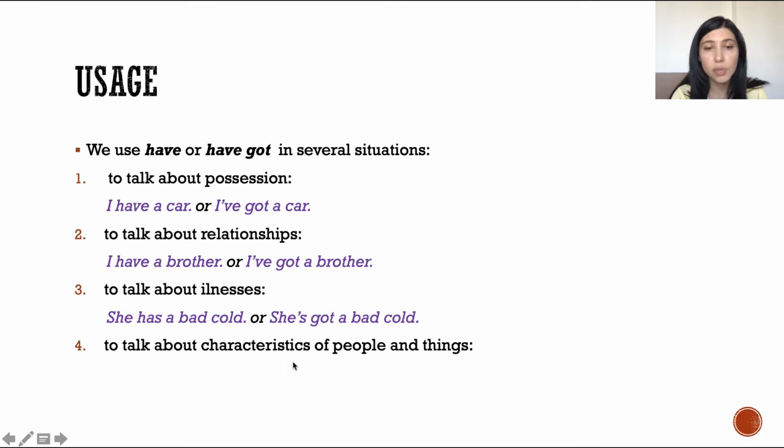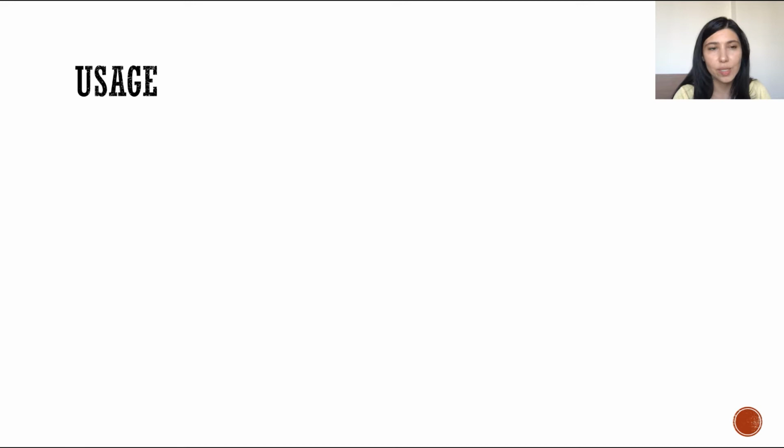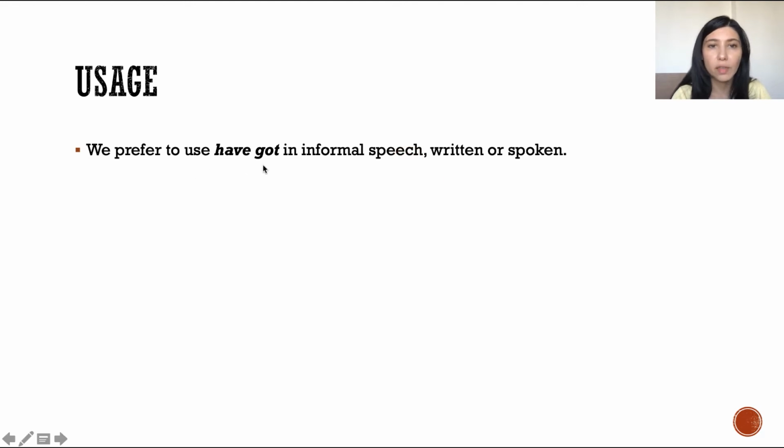And to talk about characteristics of people and things. For example, he has a strong personality or he's got a strong personality. In all four situations, you can use either have or have got with no difference in meaning. We're continuing to speak about usage. We prefer to use have got in informal speech, written or spoken.